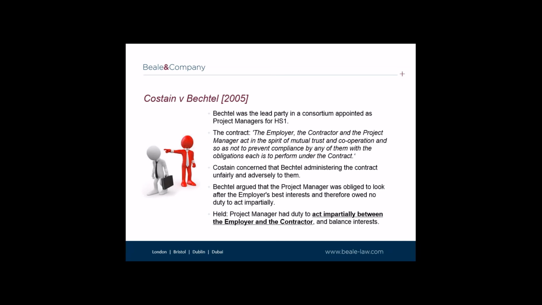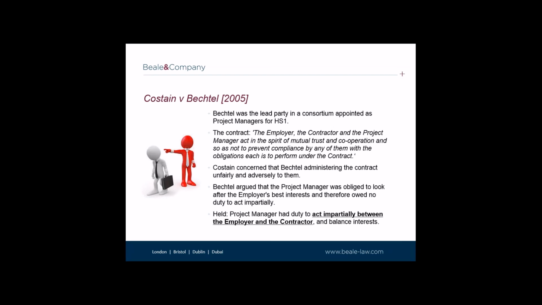This case and other cases help us understand, at least from a common law perspective, how the courts view the NEC3 form of contract and how the courts are responding to some of the particular issues which the NEC3 form of contract throws up. Firstly, as I've said, the leading case in this area on the NEC is Costain versus Bechtel.